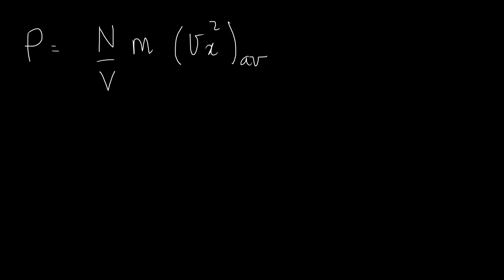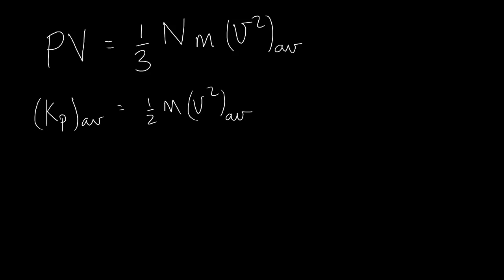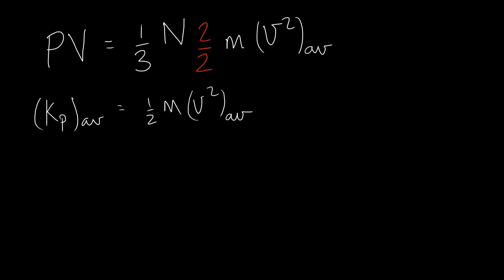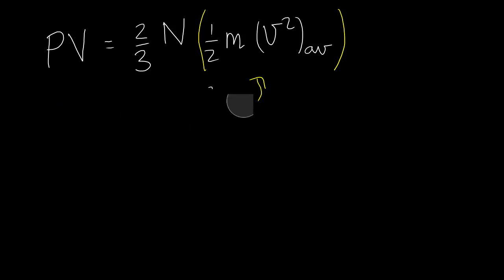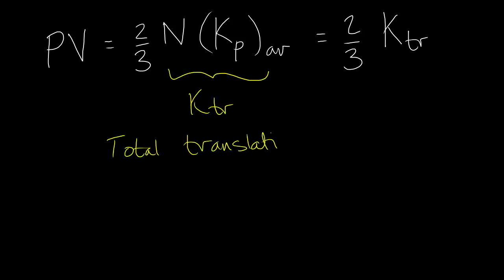Multiplying by V, we get P in terms of the average speed, which is PV equals 1/3 n m v squared average. The average kinetic energy of a particle is Kp average equals half m v squared average. So PV equals 1/3 n times 2 divided by 2 m v squared average, which is equal to 2/3 n times a half m v squared average, which is equal to 2/3 n times Kp average. That's 2/3 KTr, where KTr is the total translational kinetic energy of the gas.